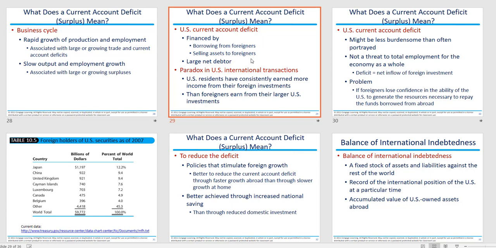So the US, with persistent accumulation of deficits in the current account balance, means that we are persistently increasing our national debt, and we end up as a large net debtor. The paradox here is that US residents have consistently earned more income from their foreign investments than foreigners earn from their larger US investments, but they keep on investing in the United States. And I may ask why?